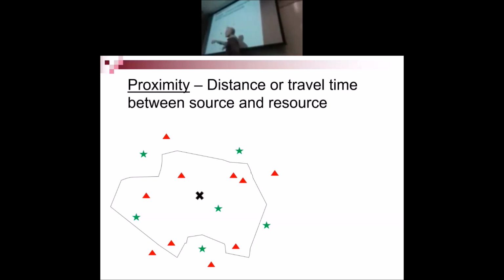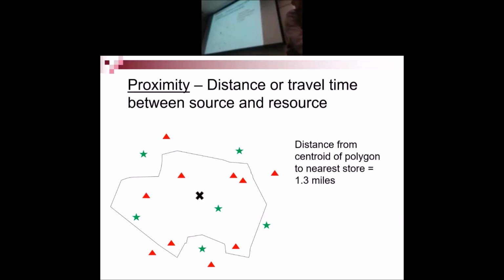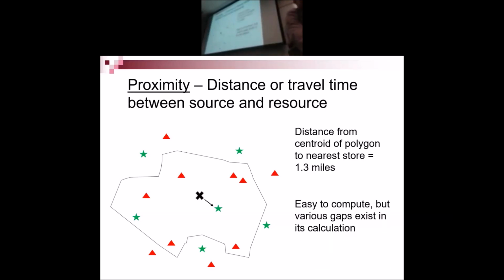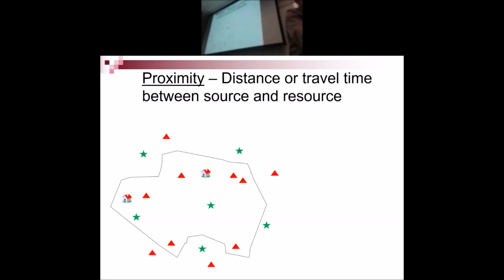Just if a healthy food source, which is measured by the green star, just happened to be really close to the middle, and there's nothing else there. And so we can measure it this way, and we can calculate these average distances to the store, but we have various gaps that exist. We can measure things like proximity.